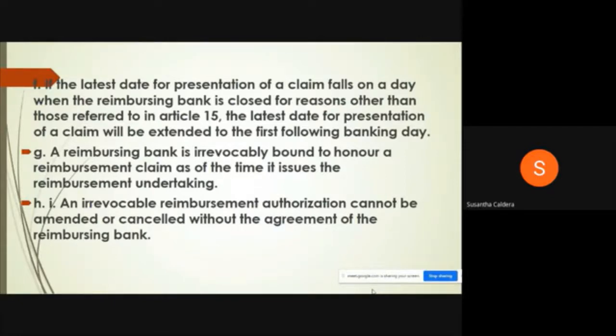A reimbursing bank is irrevocably bound to honor a reimbursement claim at the time it issues the reimbursement undertaking. An irrevocable reimbursement authorization cannot be amended or cancelled without the agreement of the reimbursing bank. Right? Because once you give the reimbursement authorization, you can't just cancel it, unless you have the reimbursing bank's agreement.